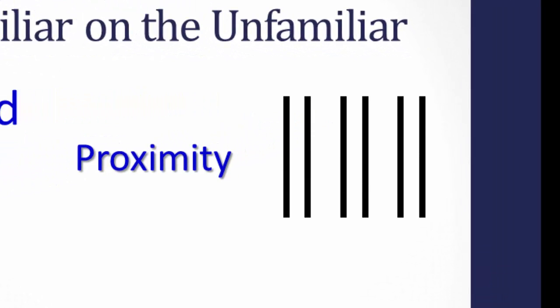Here, your brain likely automatically groups this into three sets of parallel lines, rather than as six separate lines. You are organizing based upon proximity. Scientists have used the term perceptual schema to refer to the way we organize our perceptions about people. Pretend you're describing your mother to someone.